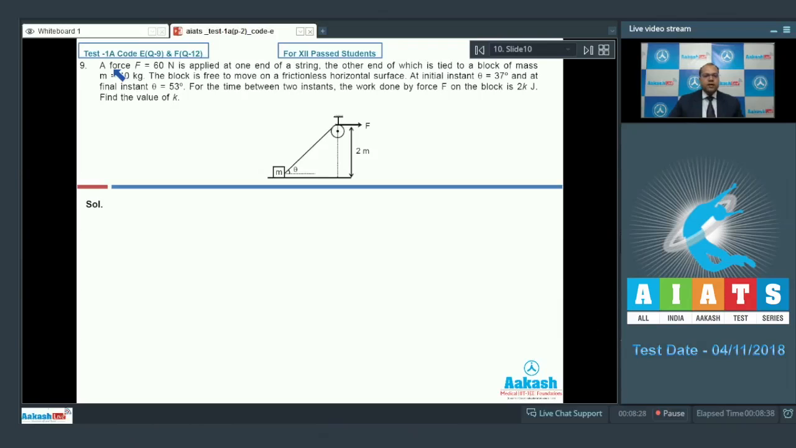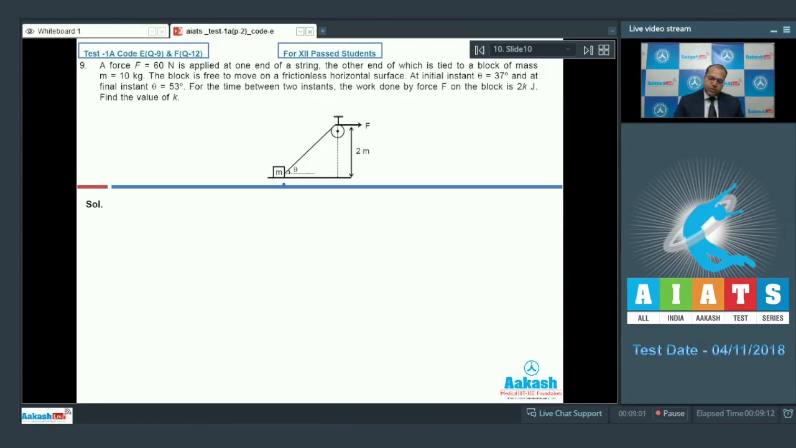In question number 9, a force F equal to 60 newton is applied at one end of a string, the other end of which is tied to a block of mass M equal to 10 kg. The block is free to move on a frictionless horizontal surface. At the initial instant, theta is equal to 37 degrees. At the final instant, theta is equal to 53 degrees. For the time between the two instants, the work done by force F on the block is 2k joule. So we have to calculate the value of k.